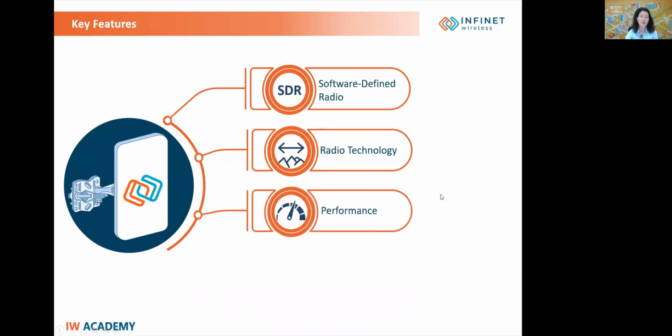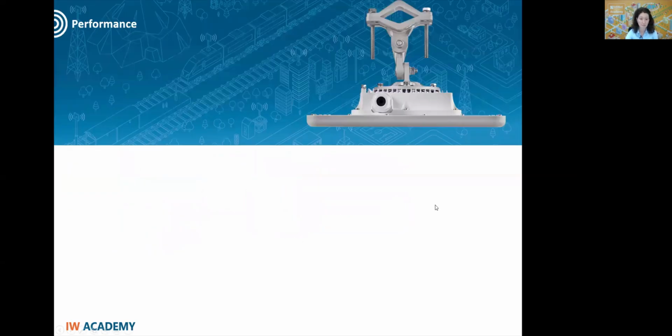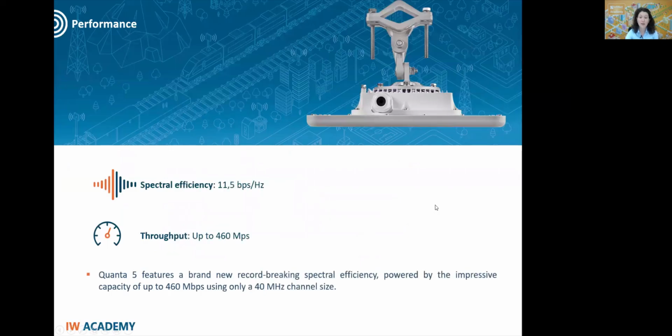Let's next assess the outstanding performance of the unit in terms of capacity, processing power, and transmission quality. Quanta 5 features a brand new record-breaking spectral efficiency powered by the impressive capacity of up to 460 megabits per second using only a 40 megahertz channel size. So with a small channel size, we obtained a high capacity, leading to an increased spectral efficiency.